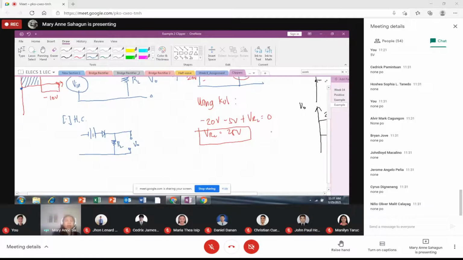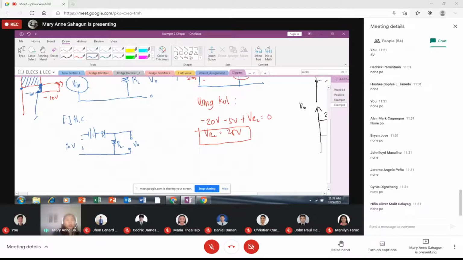Okay. Now, pansinin po natin dito sa input voltage natin. At this point, automatic negative 10 volts na siya. May value na siya, negative 10 volts. Hindi lang siya flat na 0, negative 10 volts na siya agad. So, ibig sabihin sa negative half cycle class, this is negative, that is positive. Automatic 10 volts na yan.